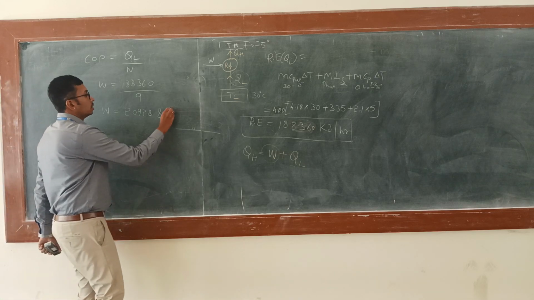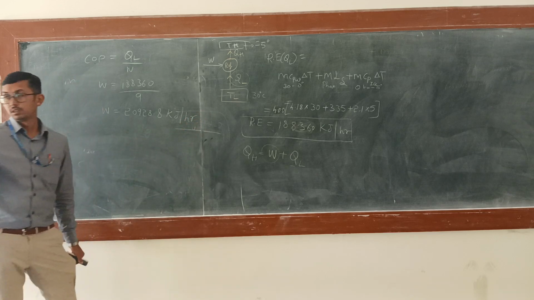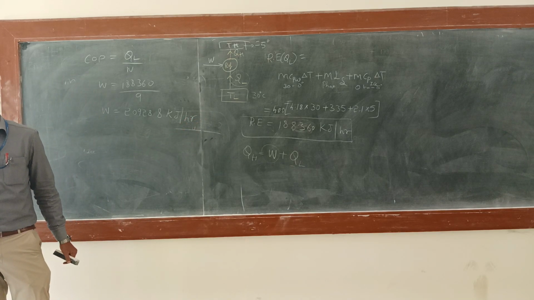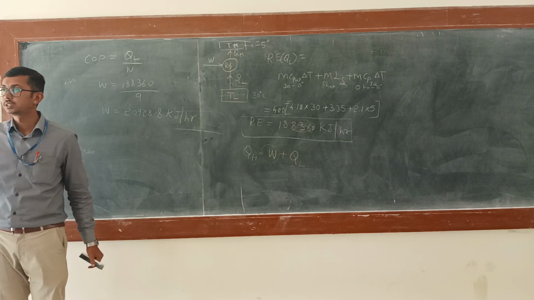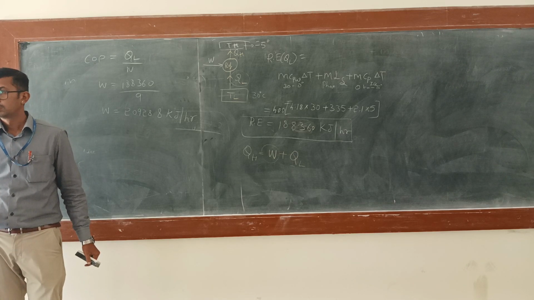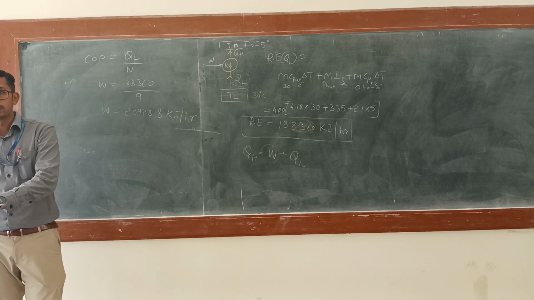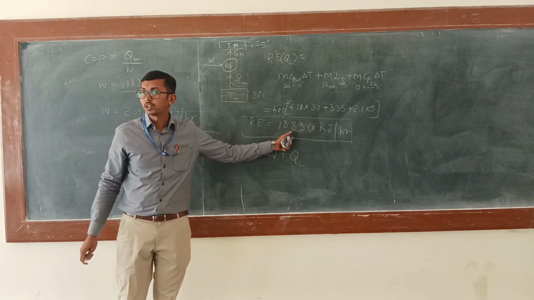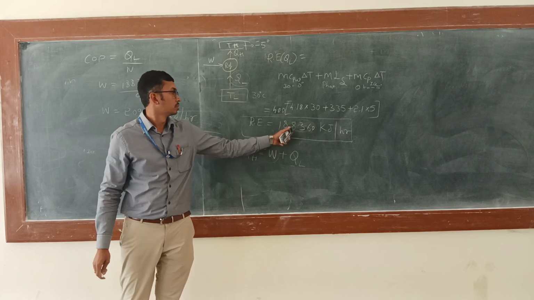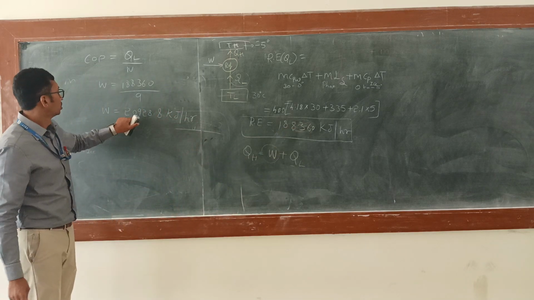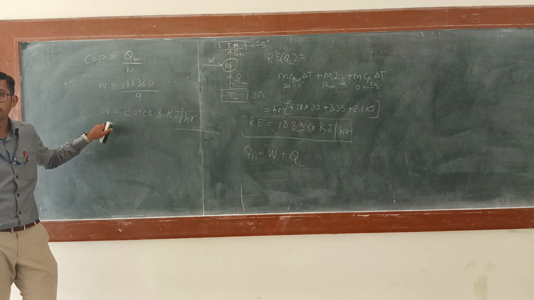The unit is kilojoule per hour. What is the definition of watts? Joule per second. So if we are expressing in watts, this has to be converted to kilojoule per second. So this is the value of W.